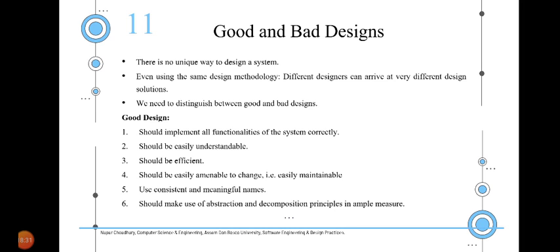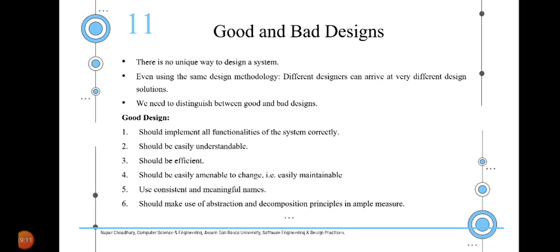So we need to distinguish between good and bad designs. However, we have to keep in mind that all the designs are not entirely wrong, but we have to identify certain flaws associated with each of these designs. So a good design should implement all the functionalities of the system correctly, should be easily understandable, should be efficient, and should be easily amenable to change, which means easily maintainable. And we should be using consistent and meaningful names. That means the notations should be correct.